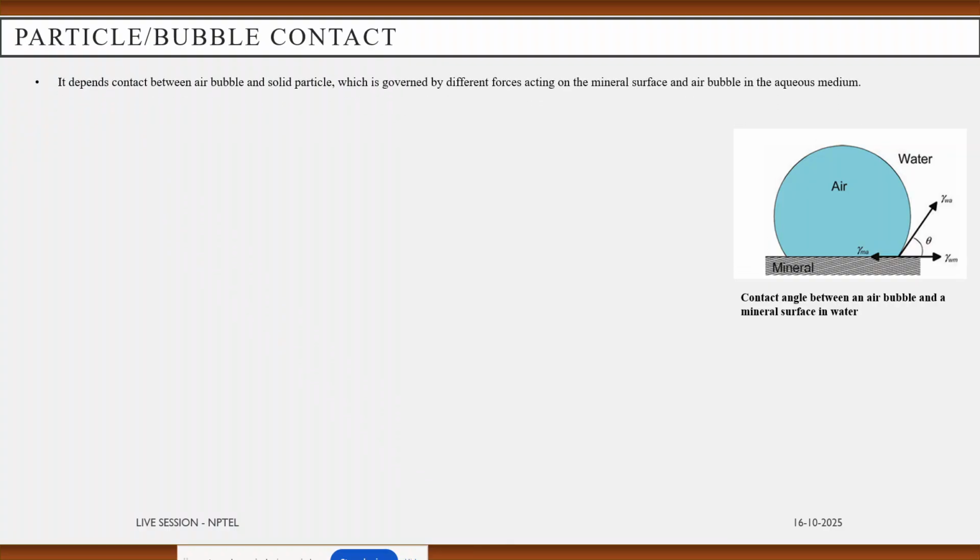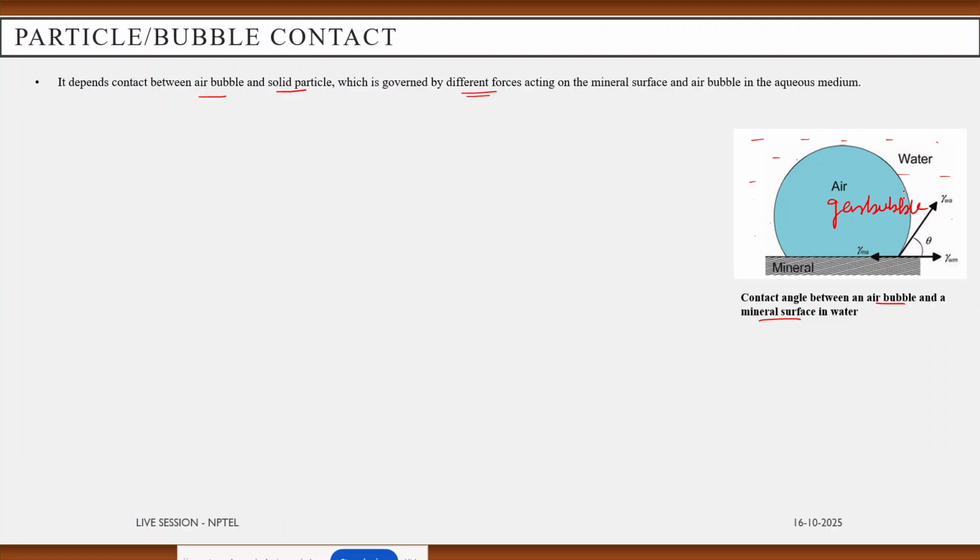So this particle bubble interaction depends on the contact between the air bubble and the solid particle, which is governed by different forces acting on the mineral surface and the air bubble in the aqueous medium. So here you can see the picture where the contact angle between the air bubble and the mineral surface in a water system has been shown. So this is a typical solid mineral surface and this one is the gas bubble. This one is the water system outside.